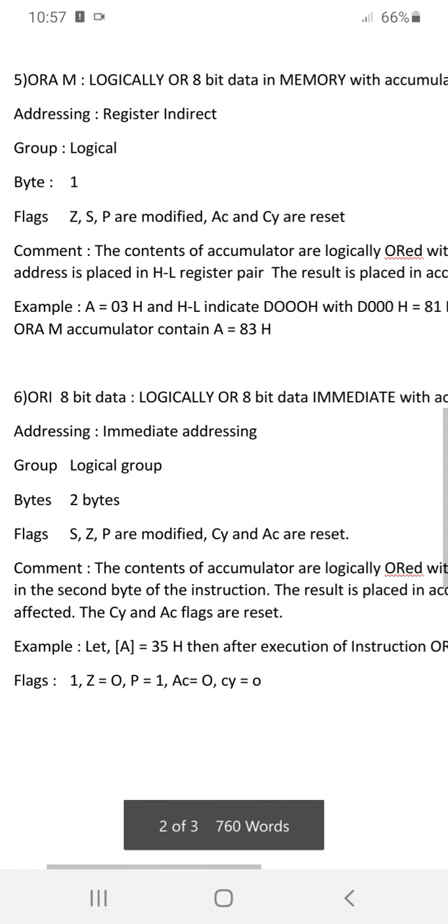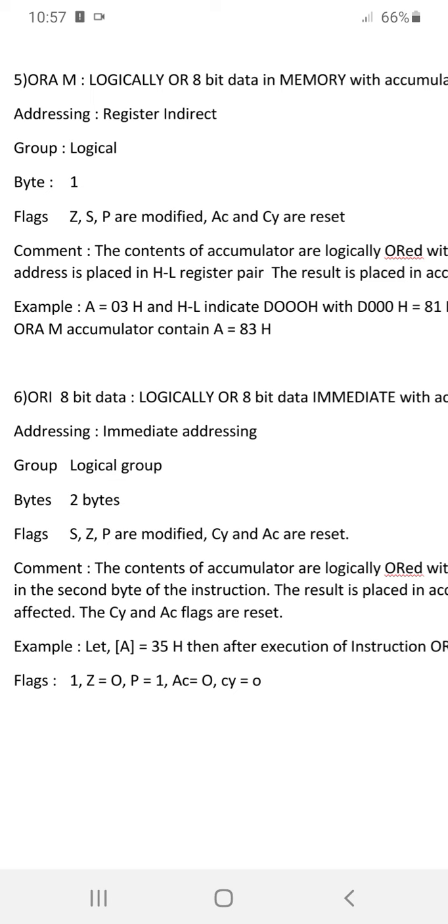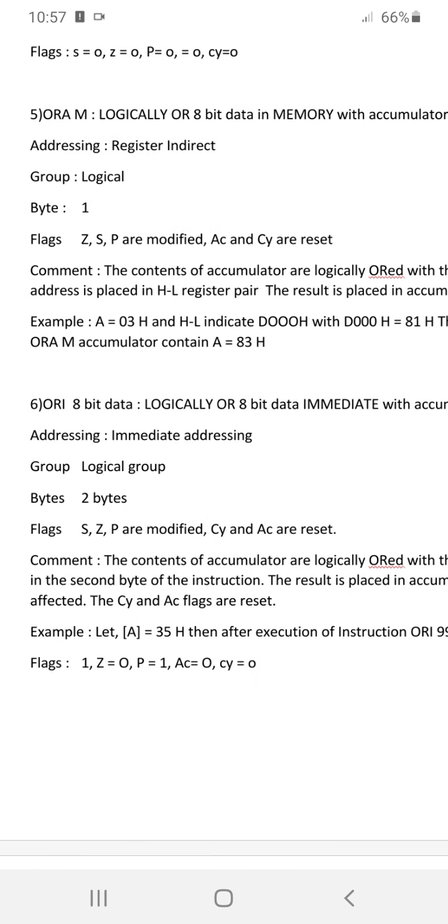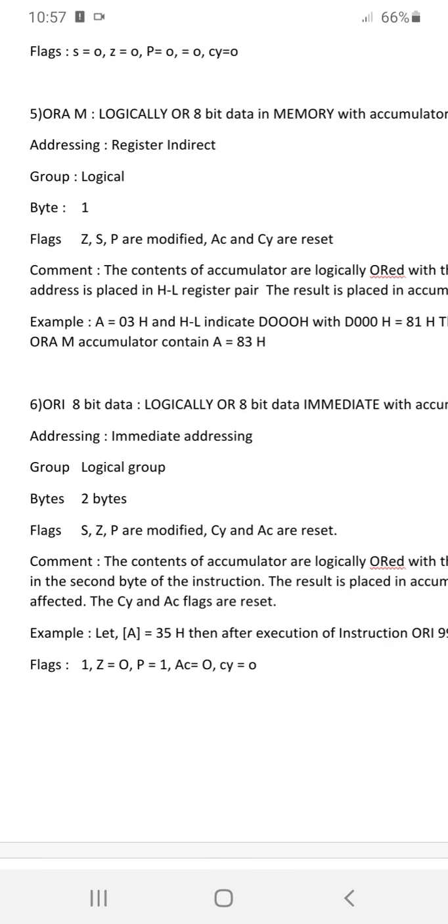The next instruction is ORA M, that is, here the data is in memory. So logically ORing 8-bit data in memory with the accumulator. This memory is indicated by the HL pair. So the addressing mode is register indirect addressing mode, a 1 byte instruction but containing 2 machine cycles. Here also zero, sign and parity flags are modified, and auxiliary carry and carry flags are always reset.